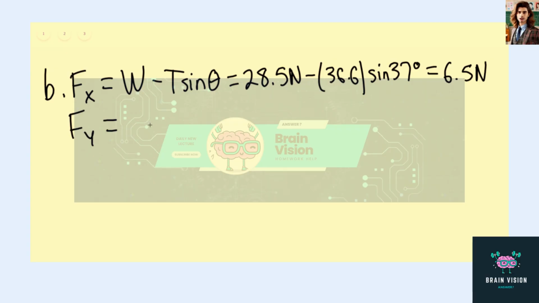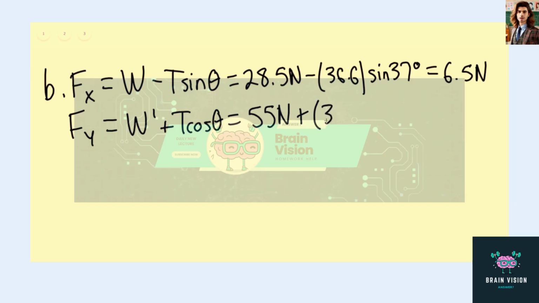Force sub y would be equal to W prime plus T cosine of theta. So this would be 55 newtons plus 36.6 cosine of 37 degrees. And this is giving us 84.2 newtons.